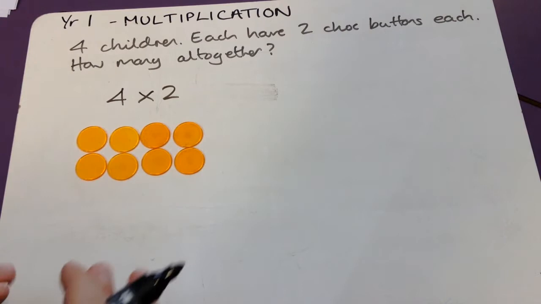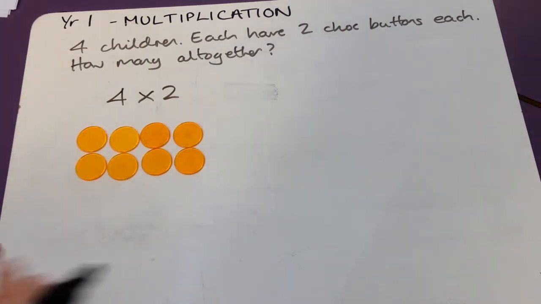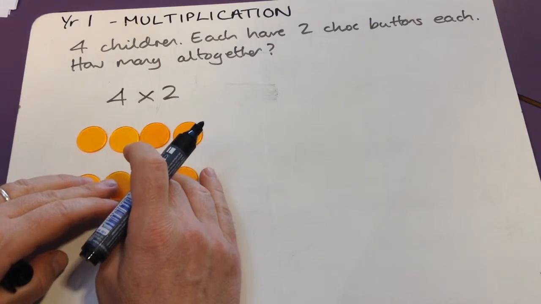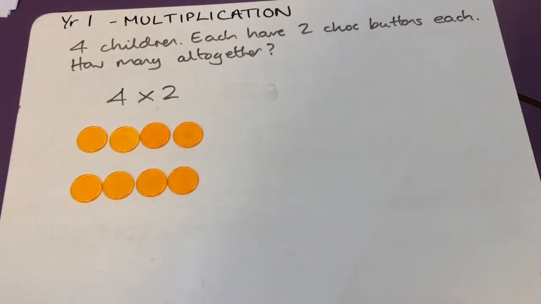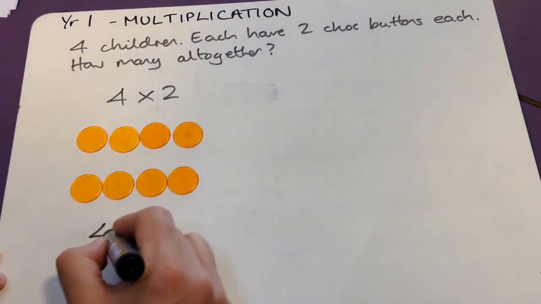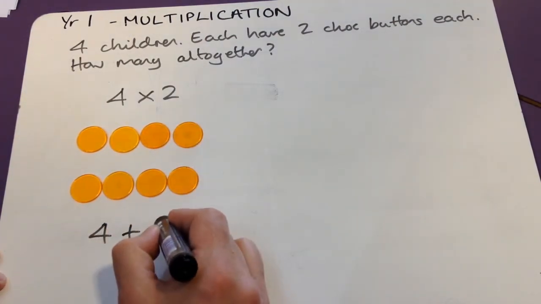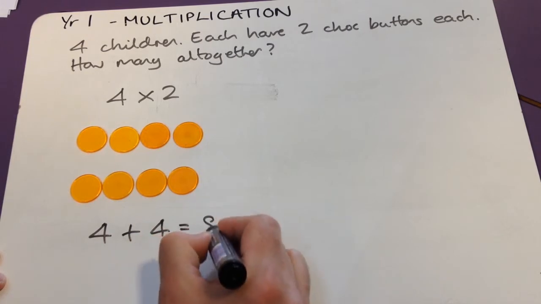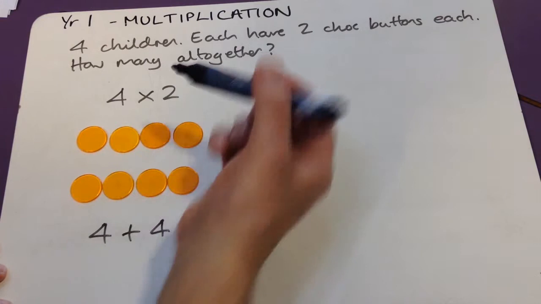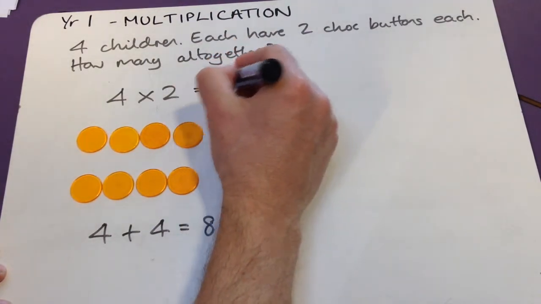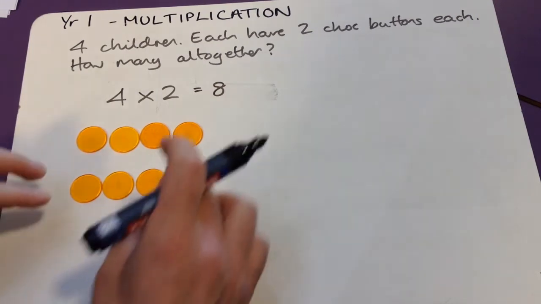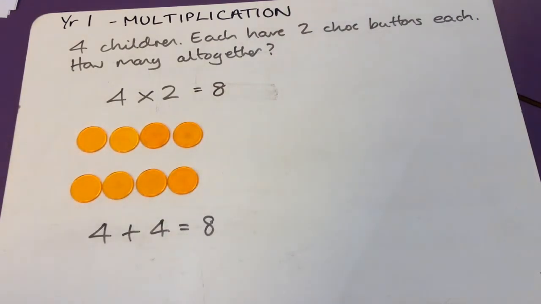So this time the context would be there are 2 children and they have 4 chocolate buttons each. So we can split our array this way this time. So we've got 4 add 4 equals 8, or we've got 4 things 2 times, which again equals 8. So that's how we use arrays to represent multiplication in year 1.